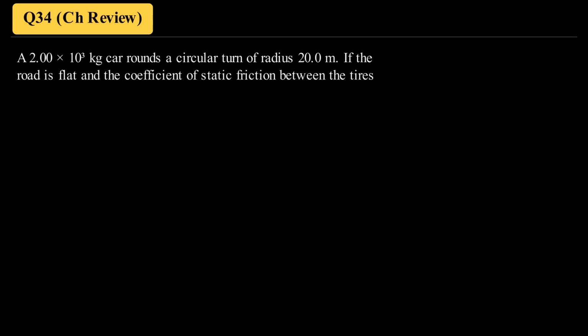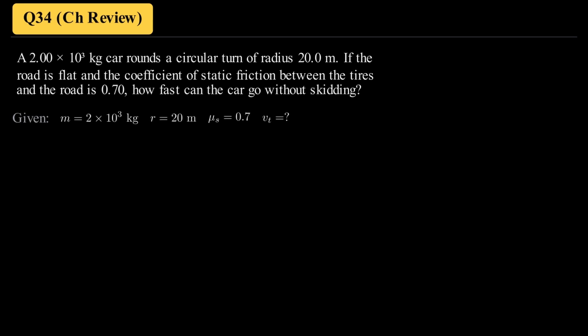We have question 34 from the chapter review. It says a 2 times 10 to the power of 3 kilogram car, that is the mass, rounds a circular turn of radius 20 meters. That is the radius. If the road is flat, that means we have to use this equation: mu s is equal to AC divided by g. The coefficient of static friction between the tires and the road is 0.7, so mu s is 0.7. How fast can the car go without skidding?